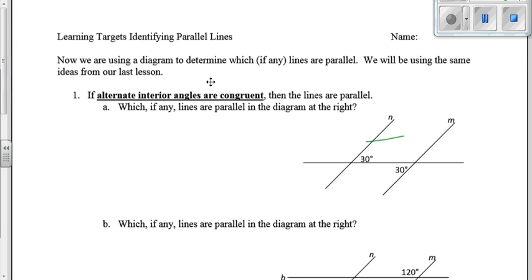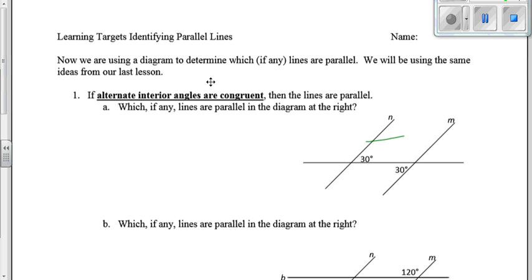All right, we are going to be working on lesson 2 in unit number 2, titled Learning Targets: Identifying Parallel Lines. What we're going to be doing is using the angle relationships that we learned in the last lesson to decide if lines are indeed parallel. So if you need to take a minute, pause the video, go back to last lesson's notes and look over those angle relationships to help refresh your memory. All right, let's get started.